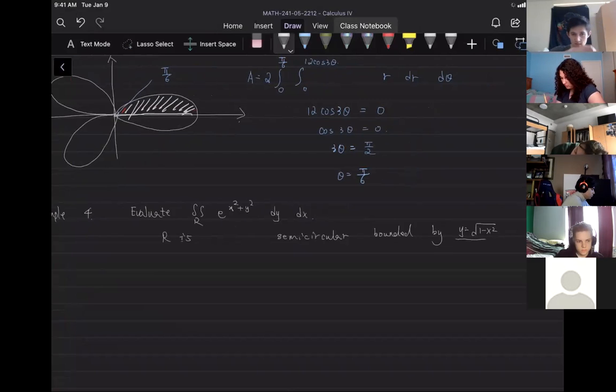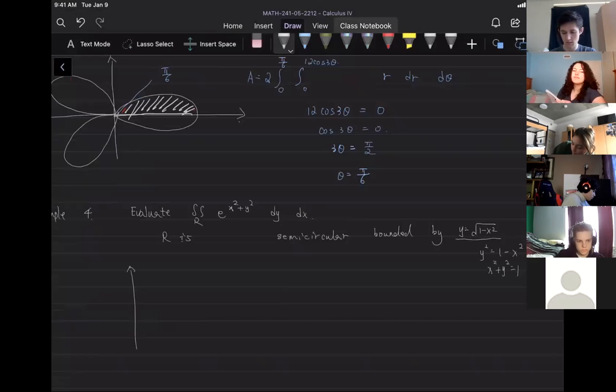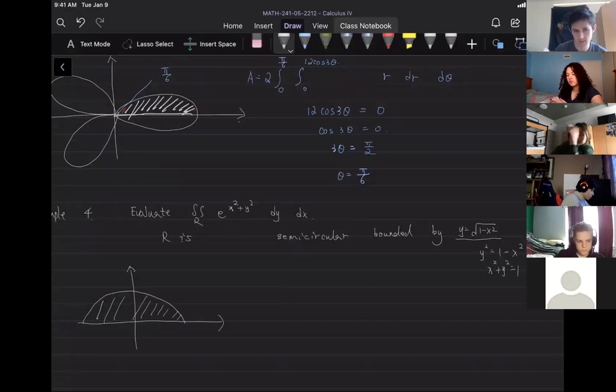So firstly, if we look at the function, do you know what this function is? What's the graph of that function? If you square both sides, this is a circle, right? And y equals that one means the upper half. If it's negative, it means the lower half. This is our region R, and the radius is 1, so from -1 to 1.